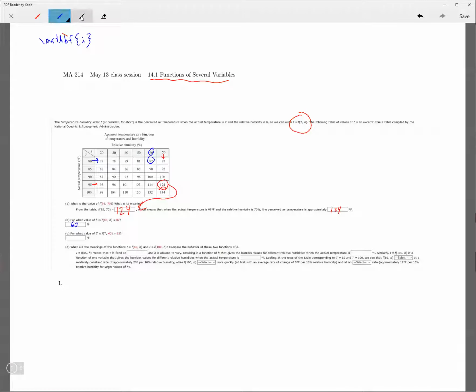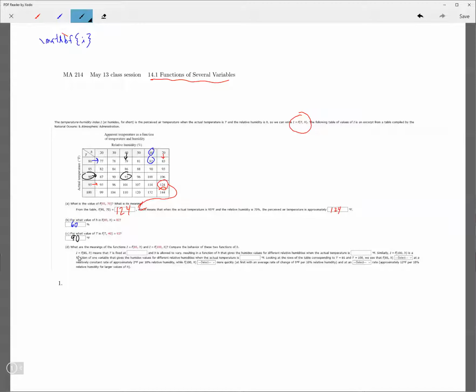Okay, and then part C, I'm sorry, not the last one. What value of T is f(T, 40) equal to 93? 90. 90? Yes. So this is going to be 90, because when you have a 40, that gives you 93, right? So 90 will be the answer.